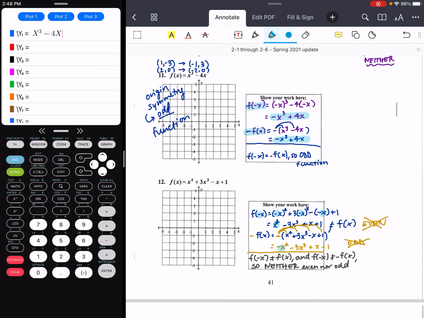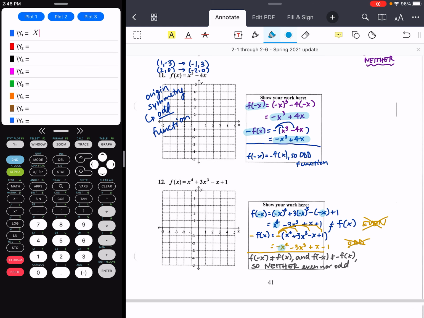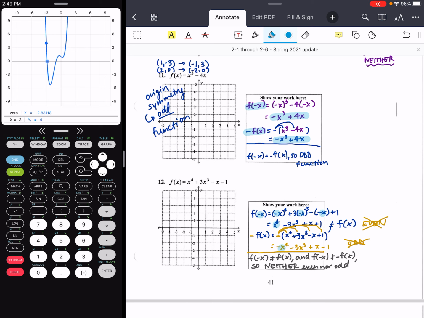And if we look at the graph, let's see, y equals x to the 4th plus 3x cubed minus x and plus 1. And there's no symmetry there, right? There's no origin symmetry. There's no y-axis symmetry. So I don't see either kind of symmetry. So I have a function that's neither even nor odd.